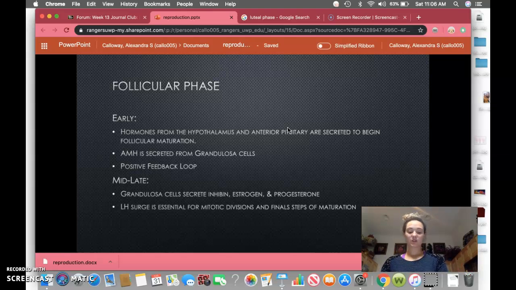So the more estrogen creates a GnRH surge, and then the GnRH surge actually causes an LH surge, and somewhat of an FSH surge, but it's to a lesser degree than the LH. But the LH surge is super important because it's essential for mitotic divisions that will go on in some of the final steps of maturation.